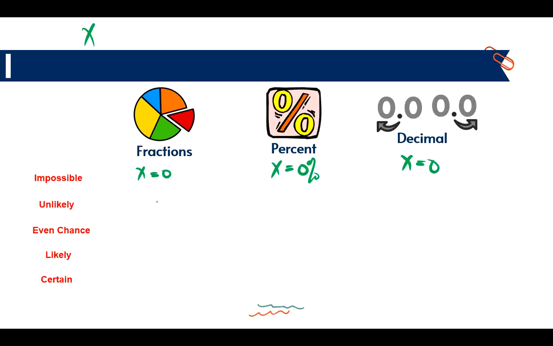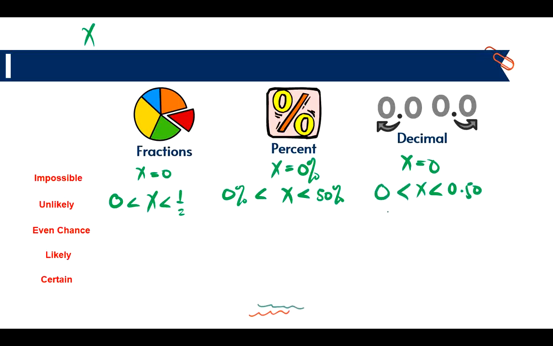For unlikely, our x should be less than 1/2 but greater than 0, because it is only in a range. We don't use an equal sign there, meaning 0 and 1 are not included. Okay? As a percent, x should be less than 50% but greater than 0%. As a decimal, our x should be less than 0.50 or 0.5 but greater than 0.